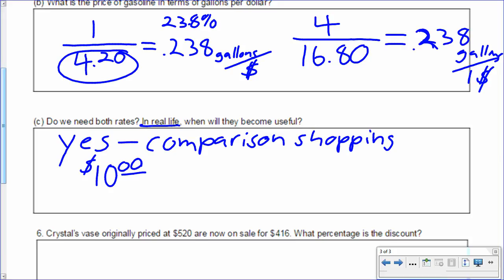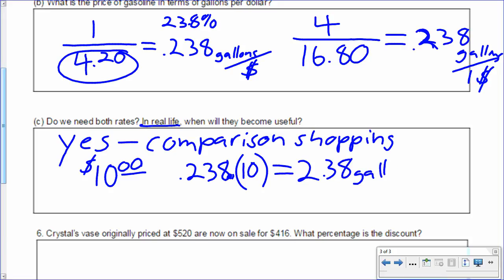Let's just take our 10. If we know that we can get 0.238 gallons for every $1, okay, we can just multiply that times our $10, and let's see what we come up with. I said 3 and wrote 8. That is 0.238. Okay. So let's just do the multiplication. 0.238 times 10. We can get 2.38 gallons for that.